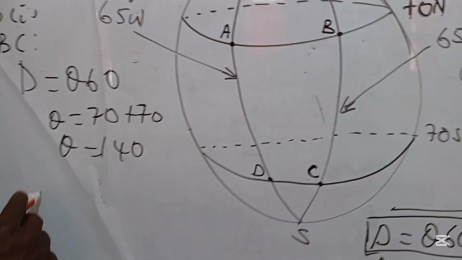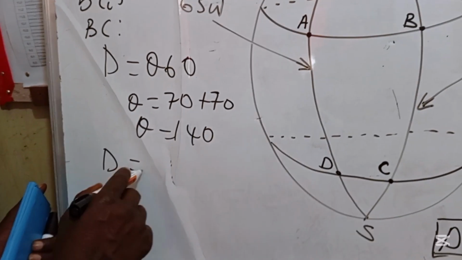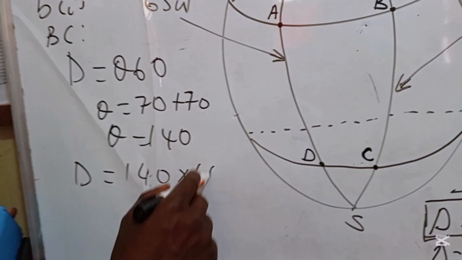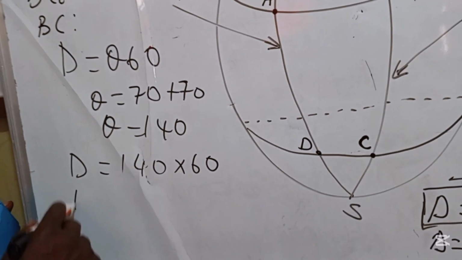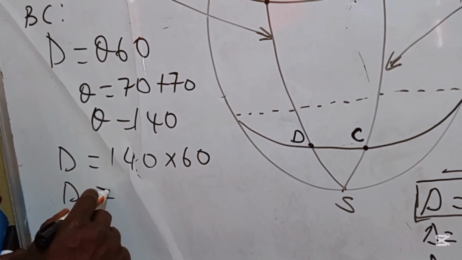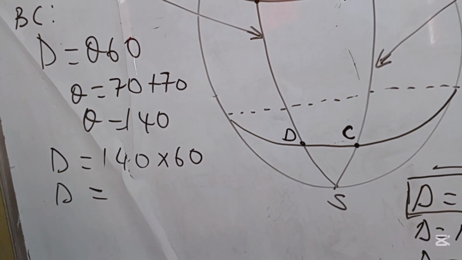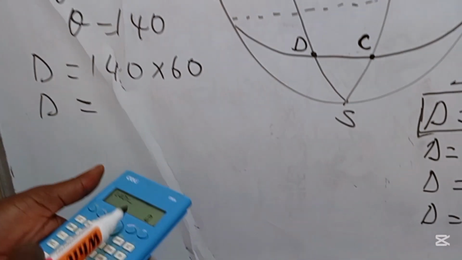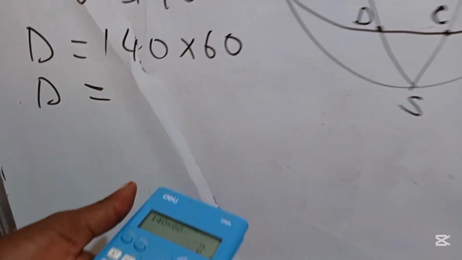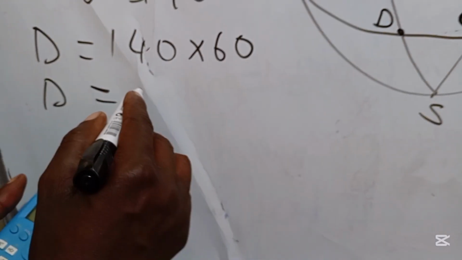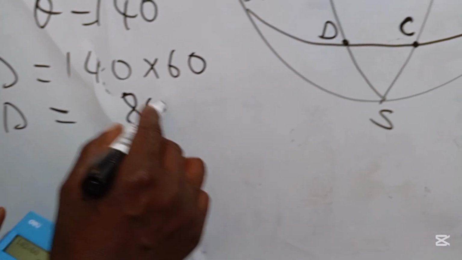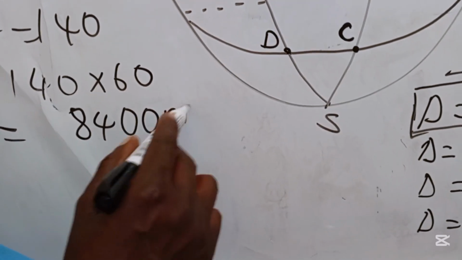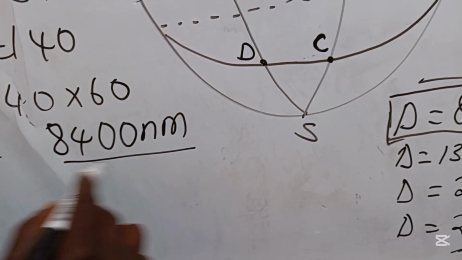So now it's a matter of multiplying. You say theta is equal to 140, which you should multiply by 60. Of course, the calculator is there. You are allowed to use a calculator in this paper, whereby you say 140 multiplied by 60. And of course, you are going to get 8,400 nautical miles.